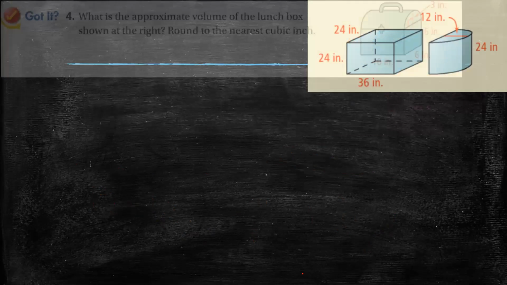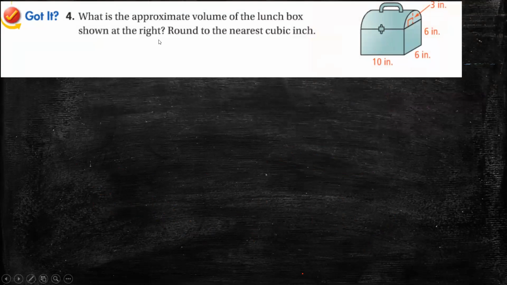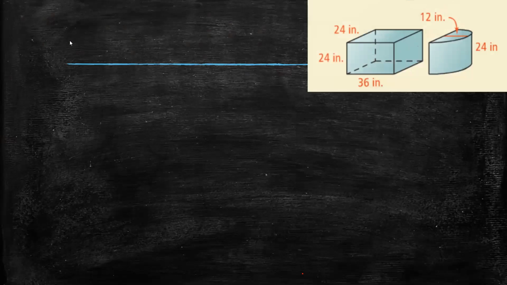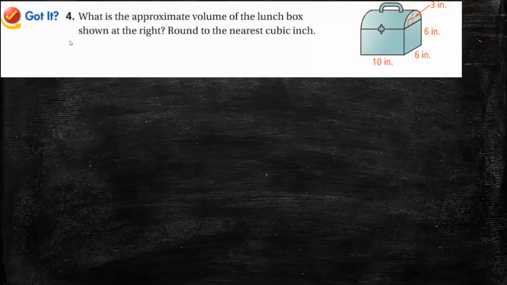Yes. Now look at this one here. Here we have a lunchbox shown at the right. Round to the nearest cubic inch. So the volume of the lunchbox here is the volume of the prism plus what? Half the volume of the cylinder.